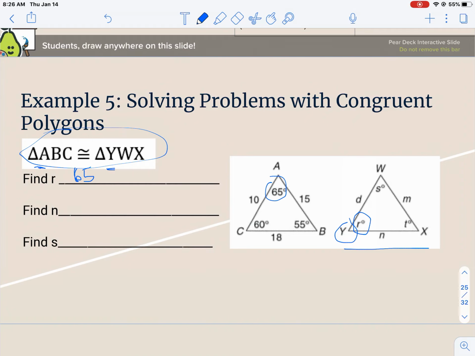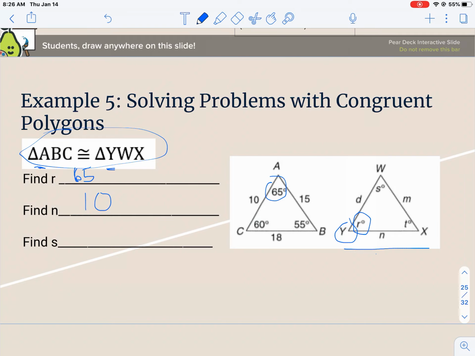So N is in YX, right? N is the measure of YX. YX matches up with AC. So N would be 10, because AC is the first and last letter of the first triangle, and Y and X are the first and last letter of the second triangle.